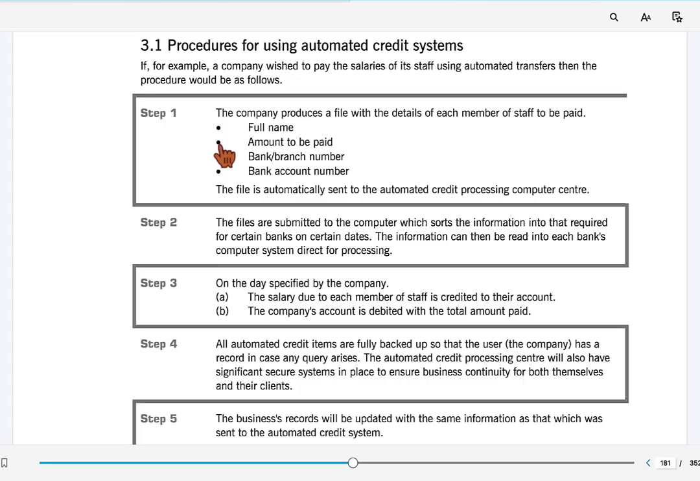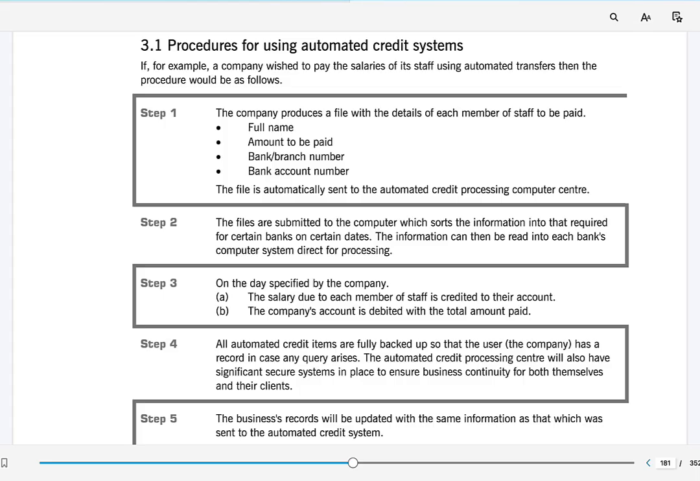Item 2, amount to be paid. This is the exact salary or wage for that employee. This amount must be correct, because salary is sensitive, and employees depend on it. Let us take a simple example. Ali will receive $1,000. Sarah will receive $2,000. John will receive $1,500. The payment file must show those exact amounts, not $1 more, not $1 less.